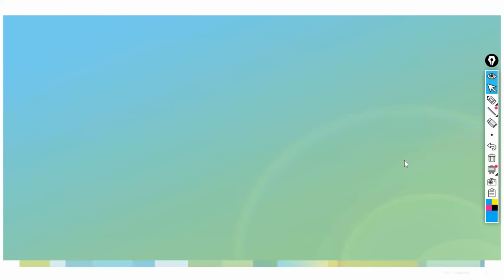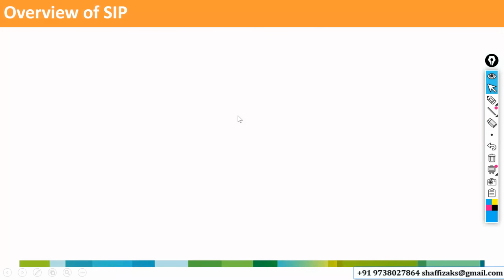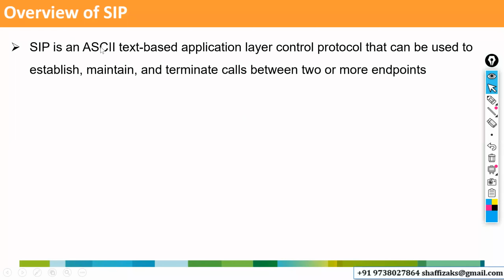So, the overview of SIP. SIP stands for Session Initiation Protocol. It's an ASCII text-based application layer control protocol that can be used to establish, maintain, and terminate a call between two or more endpoints. So it's a signaling protocol, right? Signaling protocol means it is used to establish the connection from one end to another end. H.323 and MGCP are also signaling protocols, and SIP is also a signaling protocol. But it's ASCII text-based.